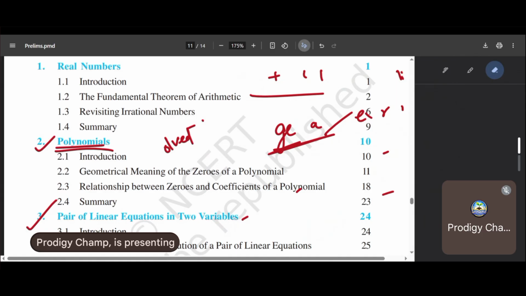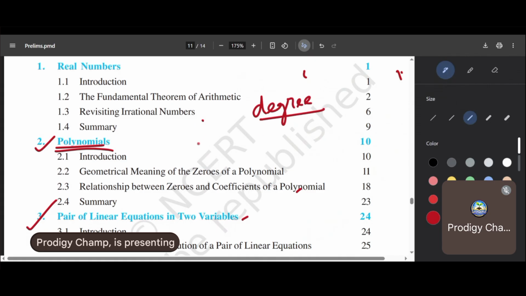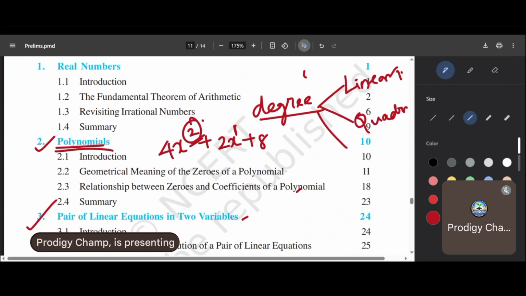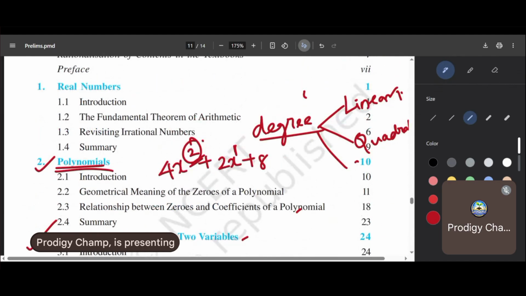Based on what? Based on all these things you have learned in 9th standard itself. Based on degree we will be classifying. Degree means the highest power of a given equation or expression. 4x square plus 2x plus 8. Here x square, here x power 1. So this 2 is the degree. So based on degree, we are classifying it into linear polynomial, quadratic polynomial, and cubic polynomial. Got it?